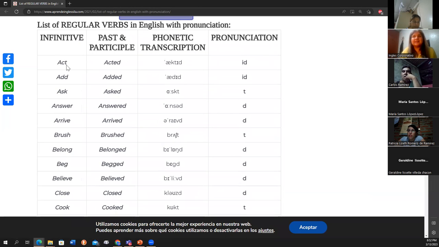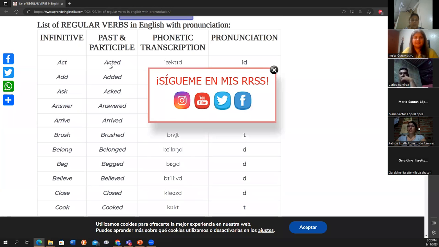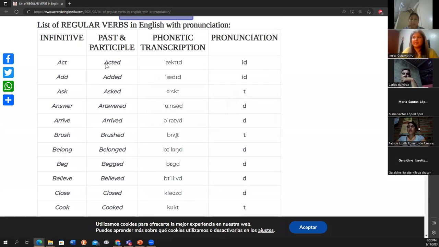We have act. Okay. In past. ¿Cómo lo pronunciarían? Look at this. Active. Okay. Added. Added. Dependiendo la phonetic description, así como lo van a pronunciar, ¿ok? Ask. Ask it. It is like ask. Like T. ¿Ok?